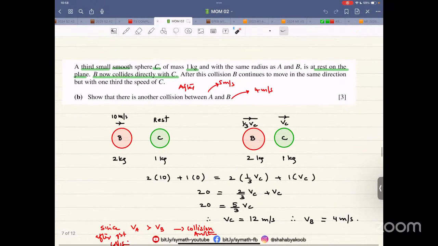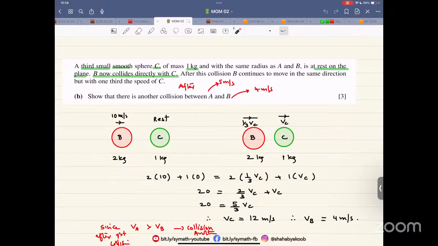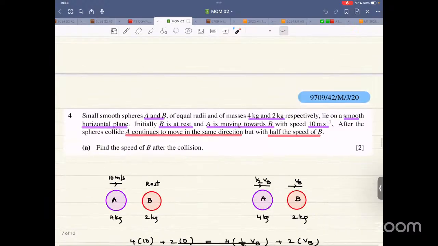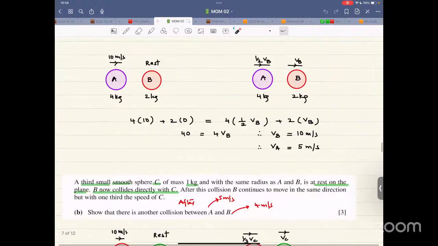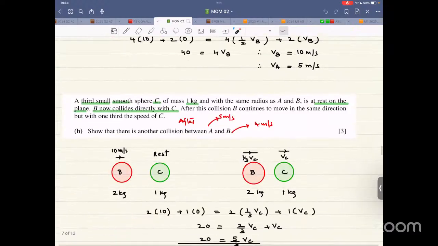Then it says a third small smooth sphere of mass 1 kg, with the same radius as A and B, is at rest on the plane. B now collides directly with C. So B is there moving with VB, VB is 10. It collides directly with C, which was initially at rest. After this collision, B continues to move in the same direction, but with one third the speed of C. So this is VC, this is one third of VC.